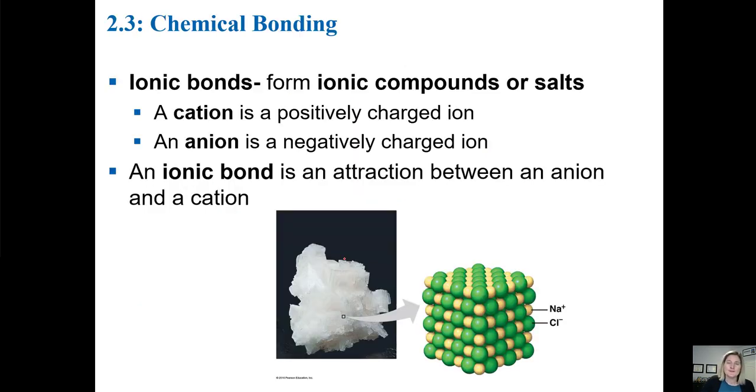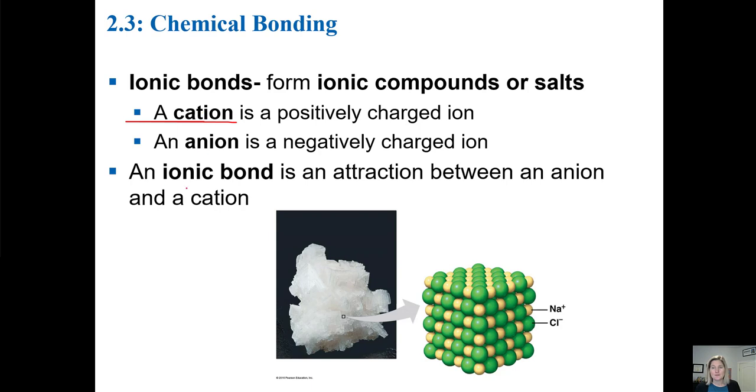So ionic bonds, when we talk about ionic bonds, we're always talking about a bond between a positively charged ion that wants to get rid of its electron to become positively charged, and a negatively charged ion that wants to gain that electron. So the positively charged ion is called a cation, such as sodium. Anions are the negatively charged ions. So chlorine would be an example of an anion.